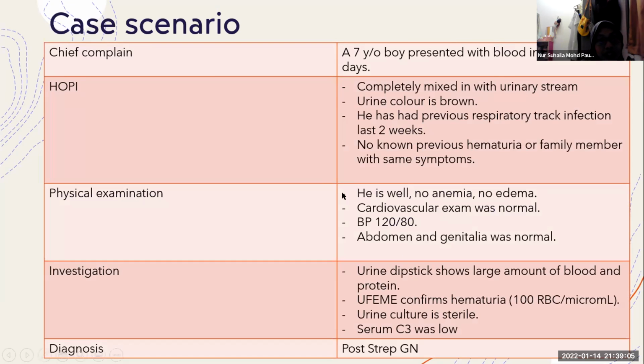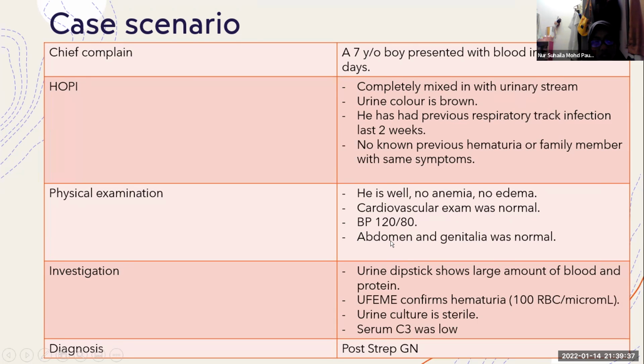Okay, so back to my case scenario, a 7-year-old boy presented with bloody urine for 2 days, which is completely mixed in with the urinary stream, and the color is brown. He also had a previous respiratory tract infection for the last 2 weeks, with no previous hematuria and no family member with the same symptom. On physical examination, he is well, no anemia, no edema. CVS exam was normal. BP was hypertensive. Abdomen and genitalia were normal.